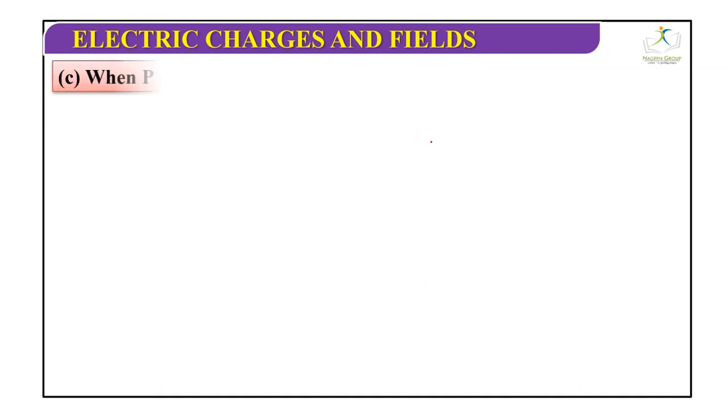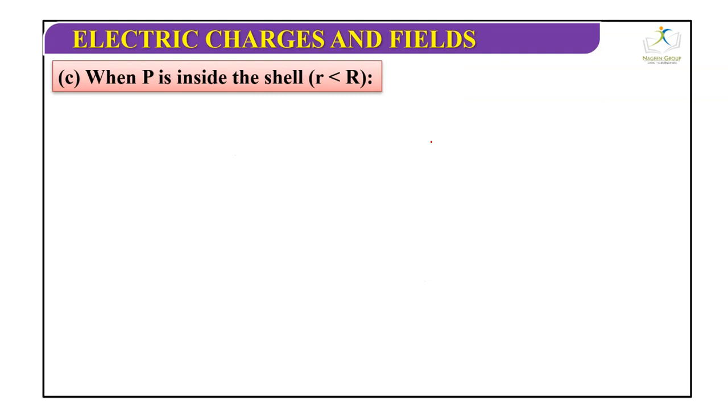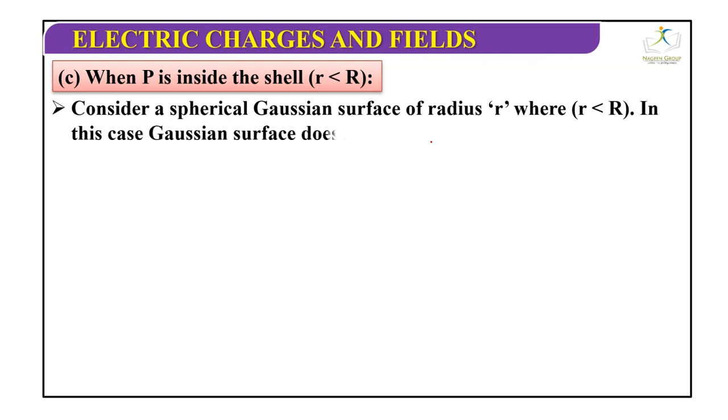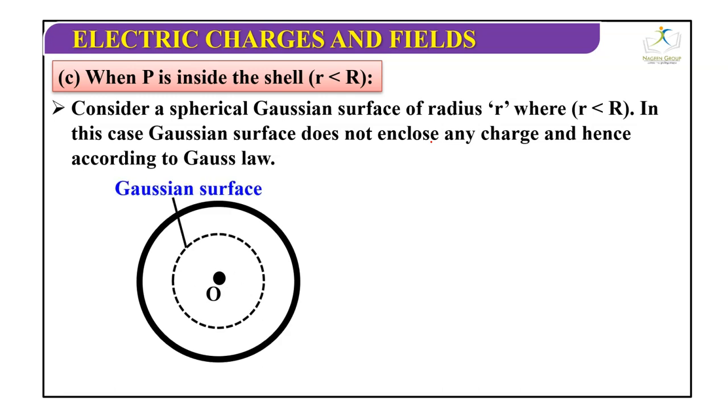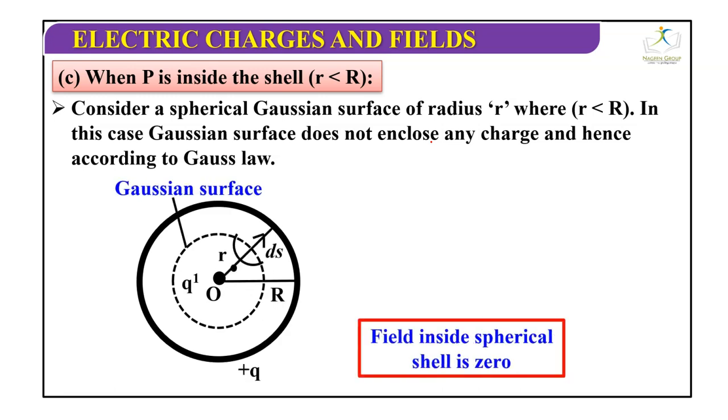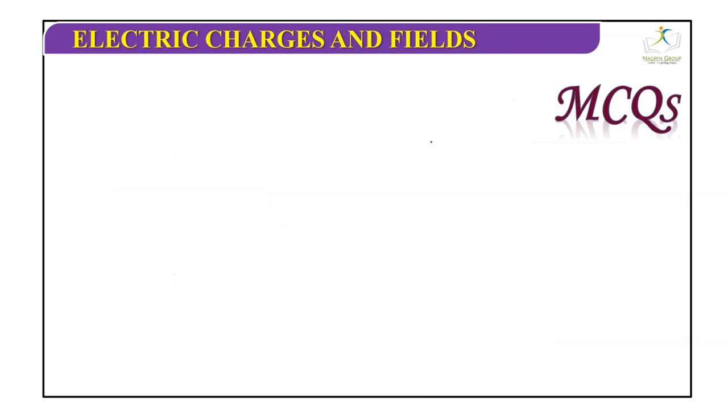When point P is inside the shell, r is less than R. Consider a spherical Gaussian surface where r is less than R. In this case, the Gaussian surface does not enclose any charge, hence according to Gauss law, this is a particular spherical Gaussian surface. This is the ds. So the field inside the spherical shell is 0 because there will be no charge. So E into 4 pi r square is equal to 0 divided by epsilon naught. That means E is equal to 0.